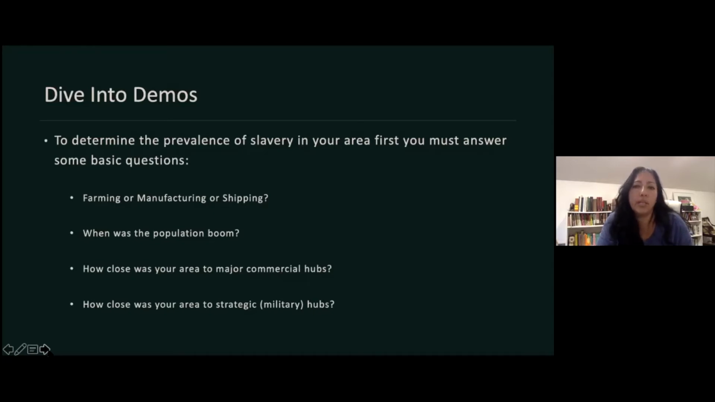So one of the first things I say when we talk about researching slavery is this: dive into the demographics. You have to think about the place that you're talking about. Was it farming? Was it manufacturing, shipping? Was there a population boom? And when did that happen? Did that happen in the colonial era? Did it happen, let's say, in the 1840s, at a time in Connecticut, because of gradual abolition, when slavery in Connecticut was very much almost over? You have to really think about this.